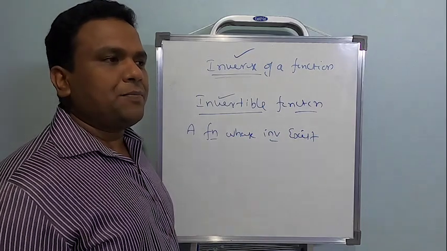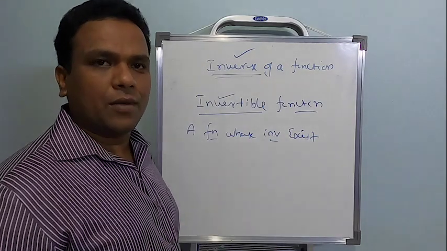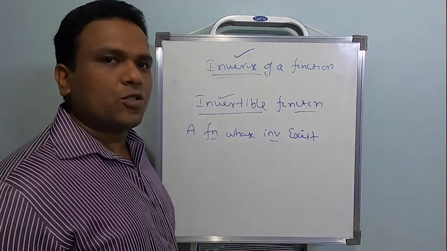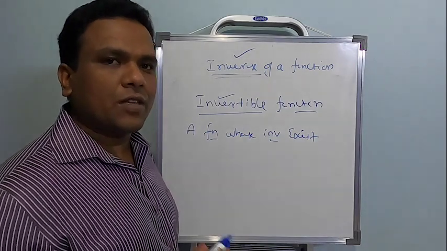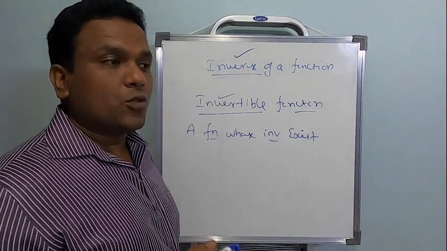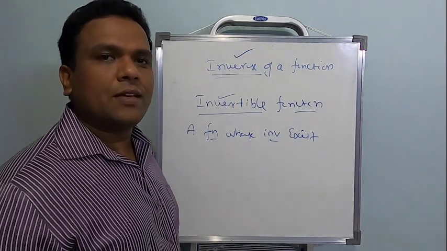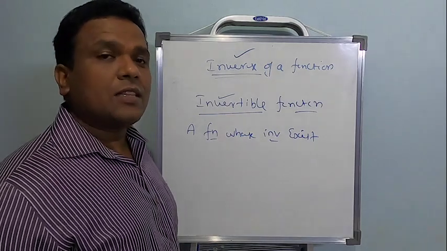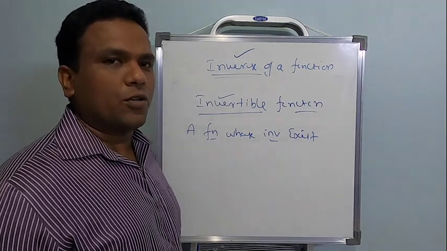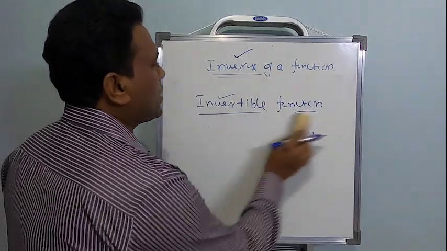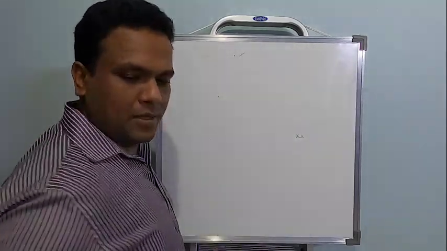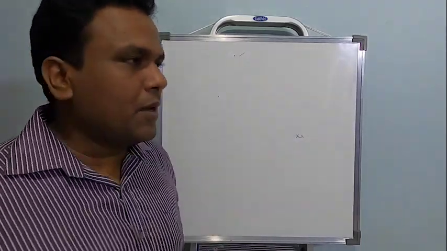So in the problem they will say, show that this function is invertible. So what we need to show? We need to show exactly that the inverse of the given function exists. So the inverse of a function will exist if the given function is bijective. That means the given function is one-one and onto. Now to understand the whole concept, let me start with an example.